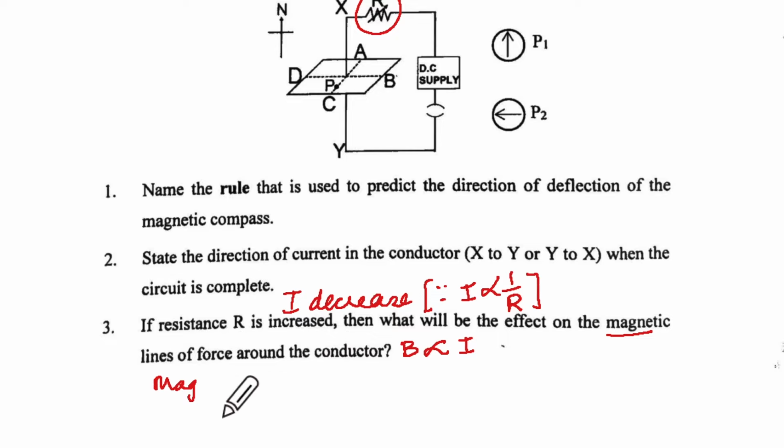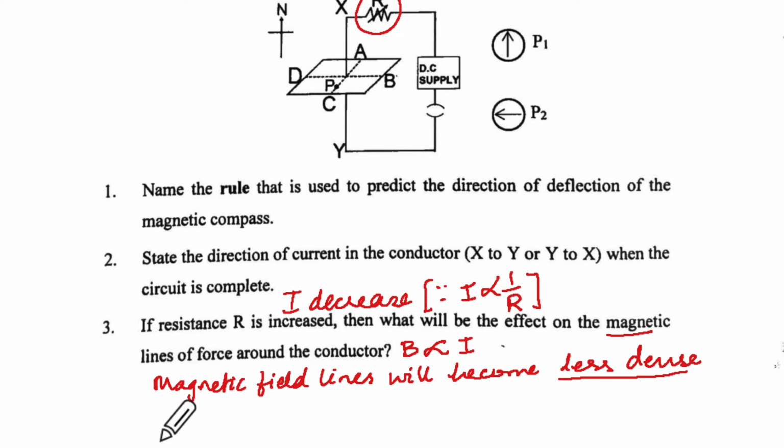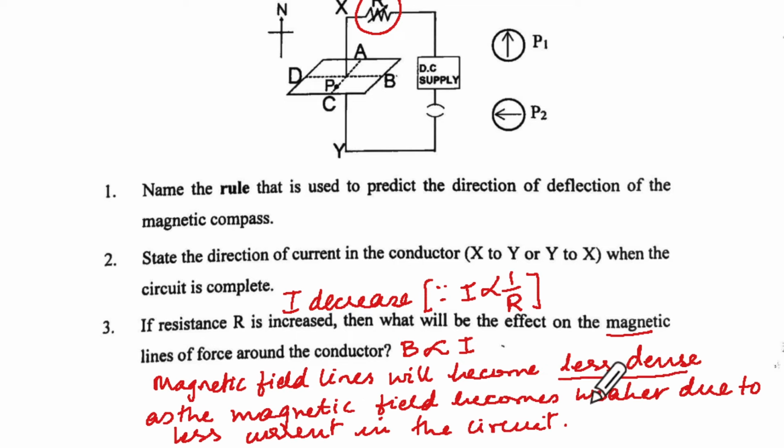It will become weaker. So the magnetic field lines will become less dense. Underline less dense. So we write magnetic field lines will become less dense as the magnetic field becomes weaker due to less current in the circuit. Why was the current less? Because the resistance was more. So this was the last question.